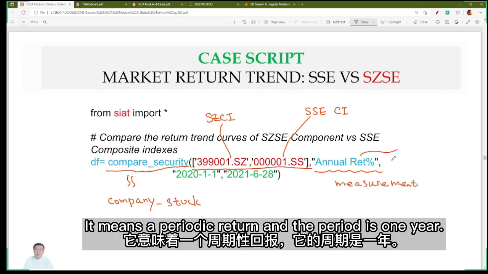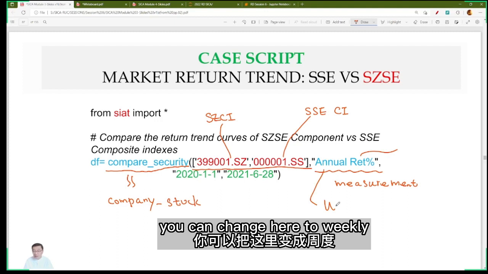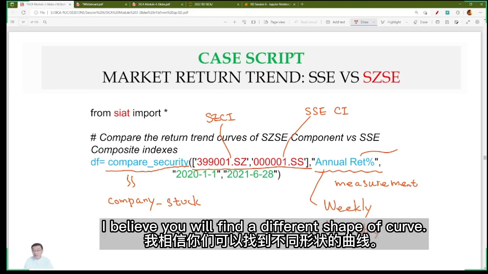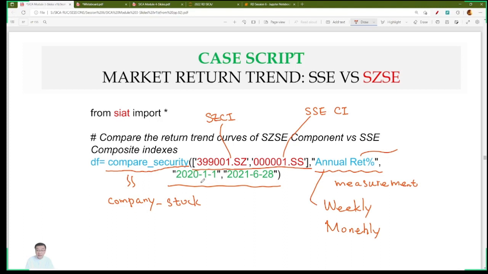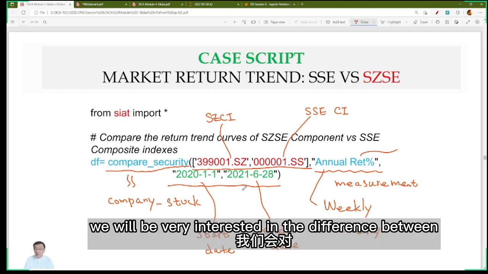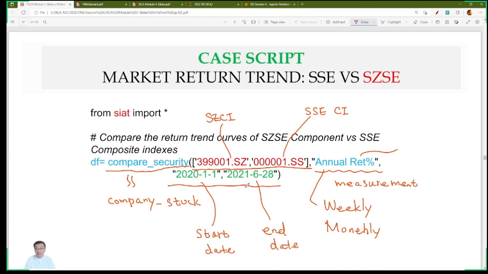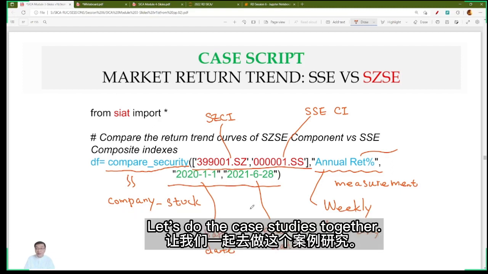And this is a new measurement. It means a periodic return, and the period is 1 year. If you want to do a weekly return, you can change it here to weekly or monthly. I believe you will find a different shape of curve. This is the period, and this is the start date, and this is the end date. As we are in mainland China, we will be very interested in the difference between Shanghai Stock Exchange and Shenzhen Stock Exchange, especially this year. And we can update the start date and end date to this year. Let's do the case studies together.